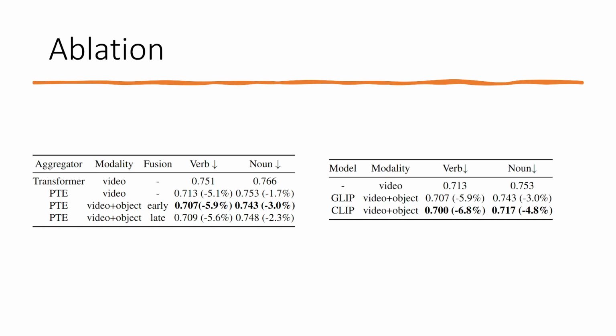In our case, PTE outperforms the baseline temporal aggregator by a large margin in both verb and noun. And we can also find the object-centric representation extracted by object prompt can effectively improve the performance, especially when doing early fusion. On the right side, we can see the object-centric representation has a high impact. Incorporating CLIP object embedding brings additional performance gain over CLIP.